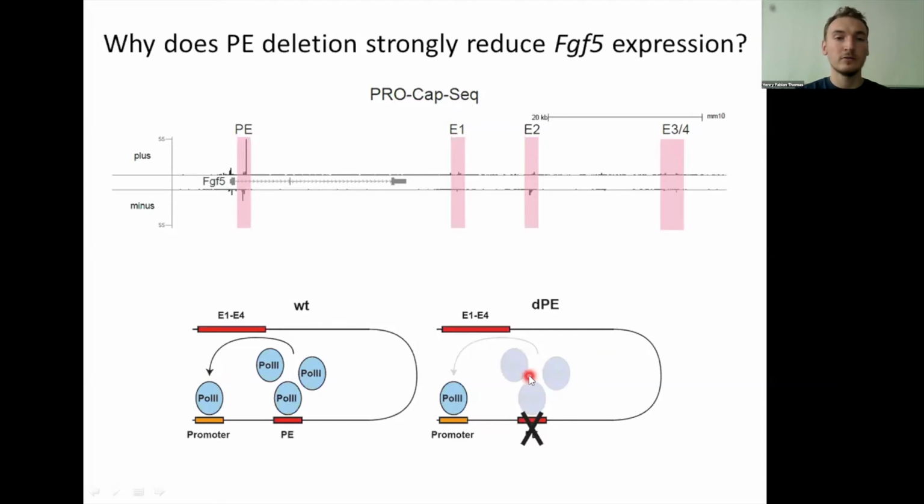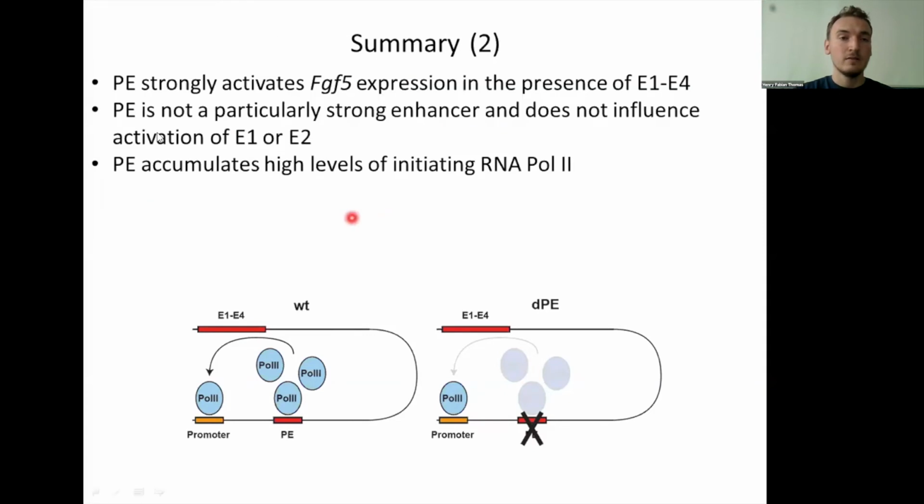By that, I want to conclude what I told you today. So I showed you in the first part of my talk that at the endogenous locus, PE strongly activates Fgf5 expression. However, PE by itself is not sufficient, and it does need the presence of the other enhancers, E1 to E4. I also showed you that in luciferase assays, PE by itself is not a particularly strong enhancer, and that it doesn't influence the activation status of E1 or E2.